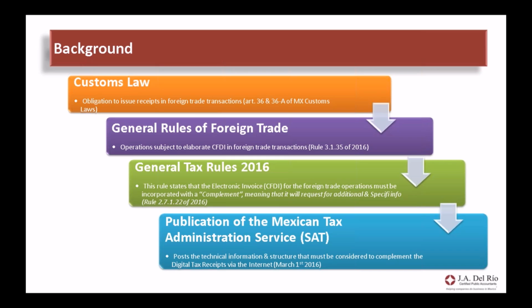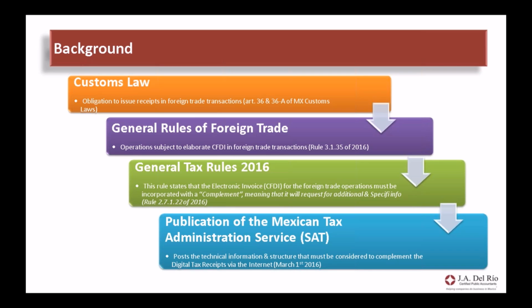This new rule specified that, in accordance with the article of the customs law that we have mentioned before, when there is a definitive exportation under Code 8.1, this Code 8.1 is used only for a definitive exportation in a pedimento, we will need to write down in the pedimento the electronic invoice number.